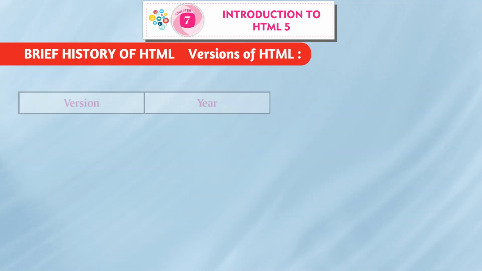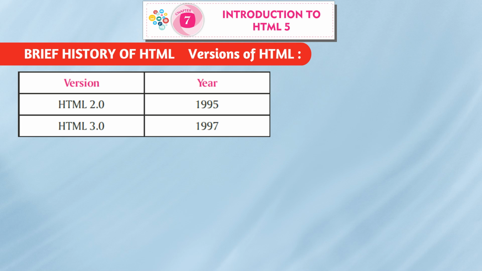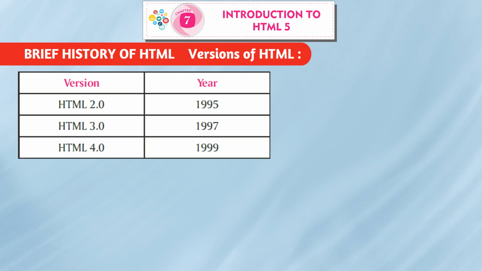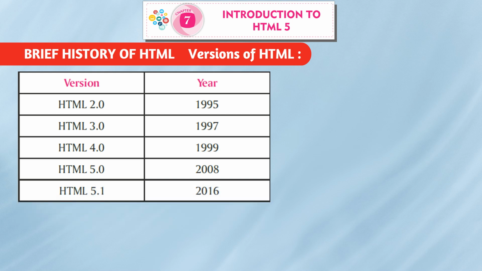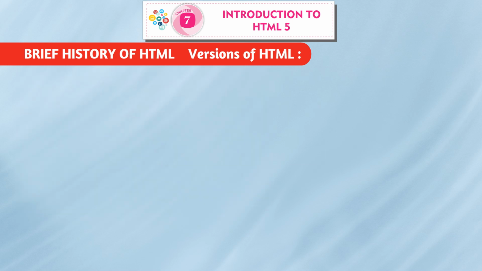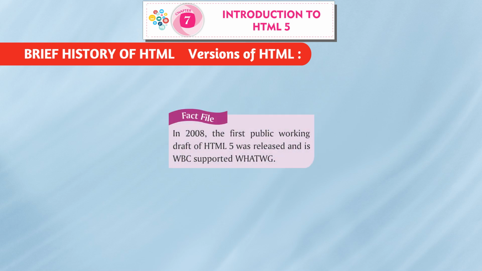Versions of HTML. Version, year: HTML 2.0, 1995; HTML 3.0, 1997; HTML 4.0, 1999; HTML 5.0, 2008; HTML 5.1, 2016. Fact file: HTML 5.0 came into existence around 2008. Fact file: in 2008, the first public working draft of HTML5 was released and is W3C supported.